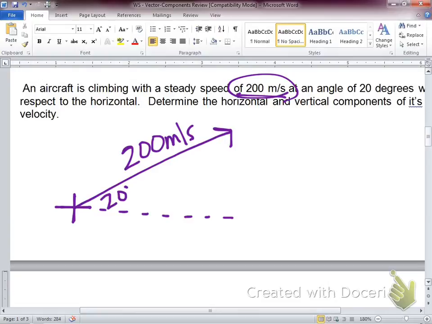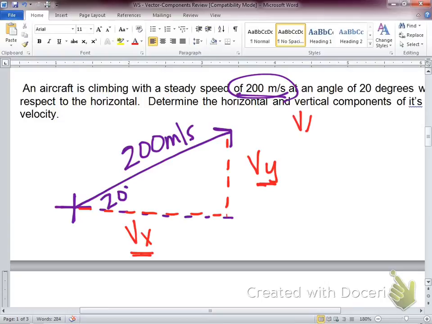Okay, so that means these sides right here are going to be my components. So I might call this v sub y and v sub x. Those are velocity vectors. So what should the units for these two components be? Meters per second. Good. Anytime we break down a vector, our components are going to have the same units that our hypotenuse does. Okay? So let's go ahead and break this down.